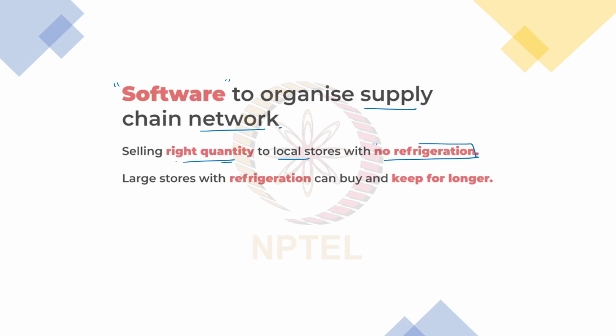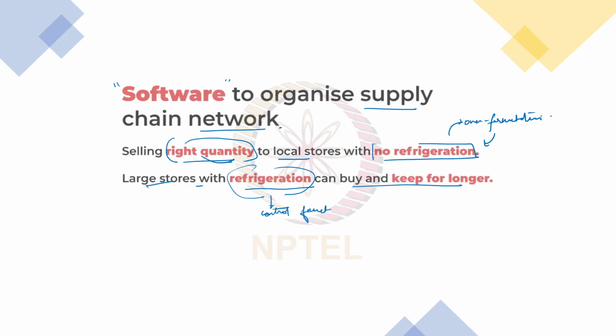So if they don't have refrigeration facility, what will happen in the heat? Again, the over fermentation will occur and it will lead to battle blast. Right. To avoid that phenomena, you sell only the right quantity so that all is purchased on the same day so that there is no issue of battle blast. Large stores with refrigeration can buy and keep longer. So those who have refrigeration facility, which can actually control the fermentation process, can buy and keep it for a longer period of time. So then you supply to them accordingly.